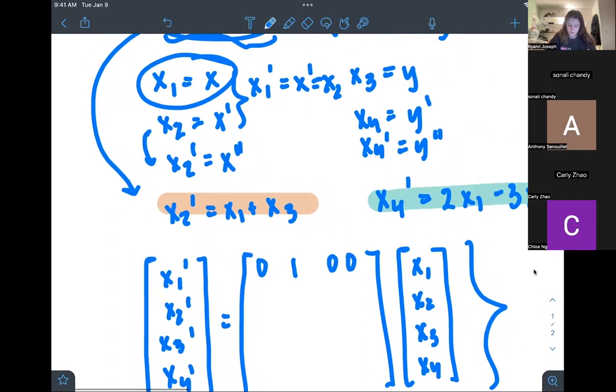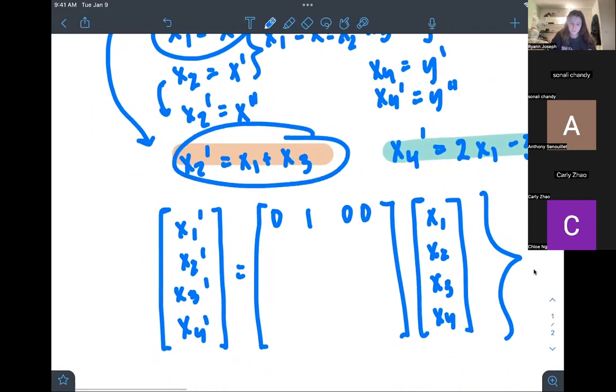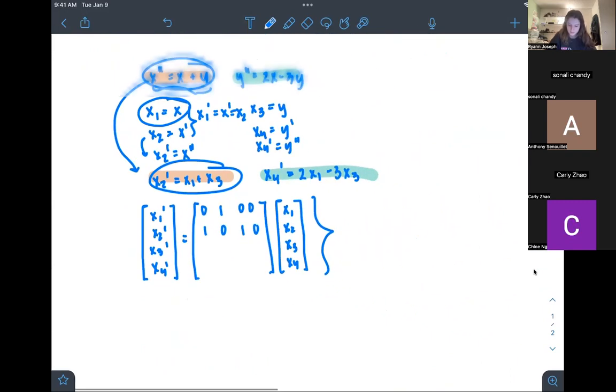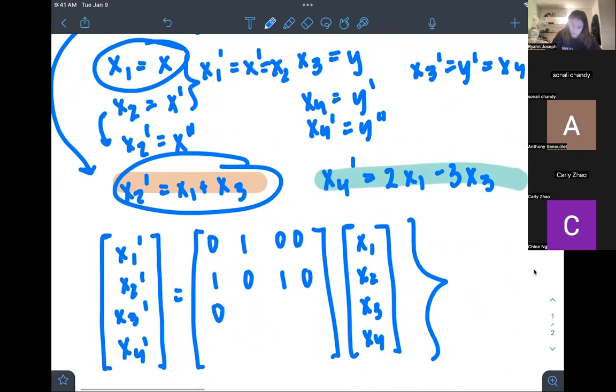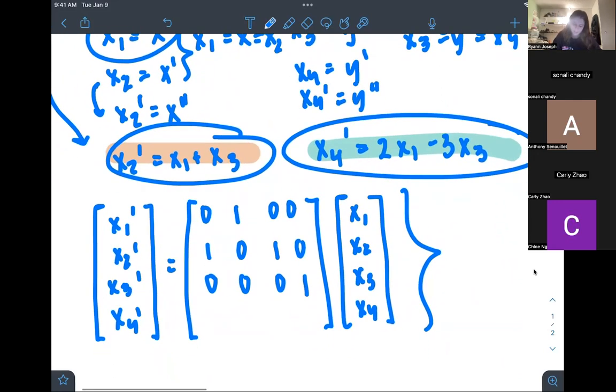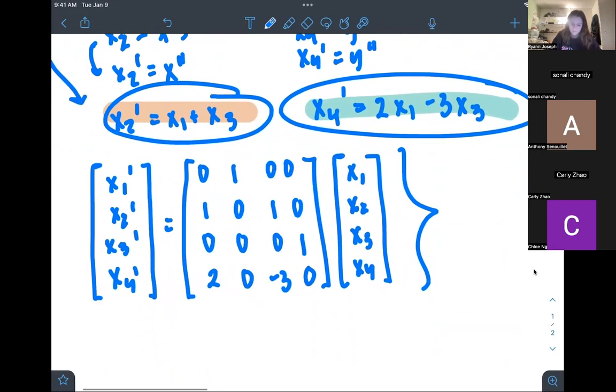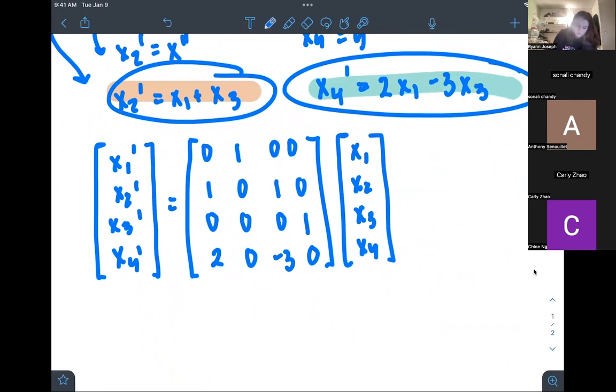x2 prime is equal to this equation here. You're given it. That is part of the problem. So it is equal to 1, 0, 1, 0. Same thing for x3 prime. x3 prime is equal to y prime, which is equal to x4. I'm going to plug that in like that, same thing I did for x1 prime. And then x4 prime is equal to this equation, which I can just insert: 2, 0, negative 3, 0. This is our equivalent first order system.